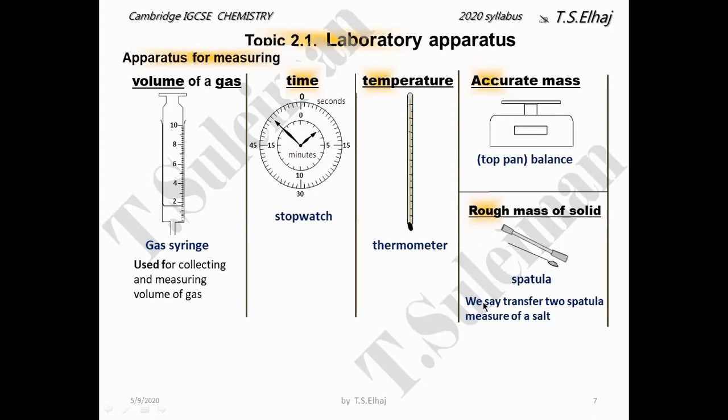In general, they say transfer a spatula measure, like when they say put 2 spoon measures of sugar in tea. So the spoon measure is not very accurate, but it has a very approximately known mass. If we take 2 different spoons or 2 different spatulas of the same substance, their masses will be very close, but not accurate.